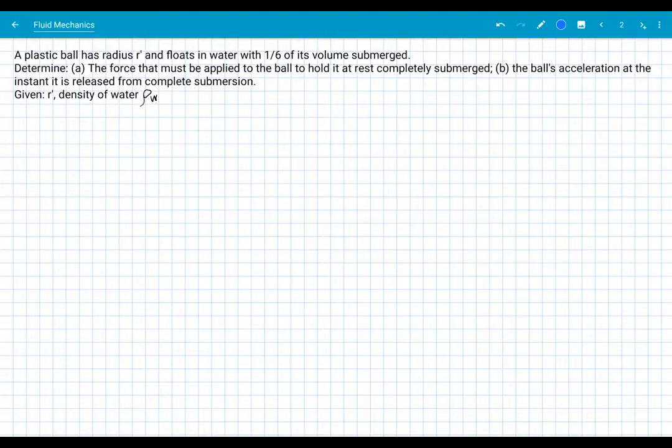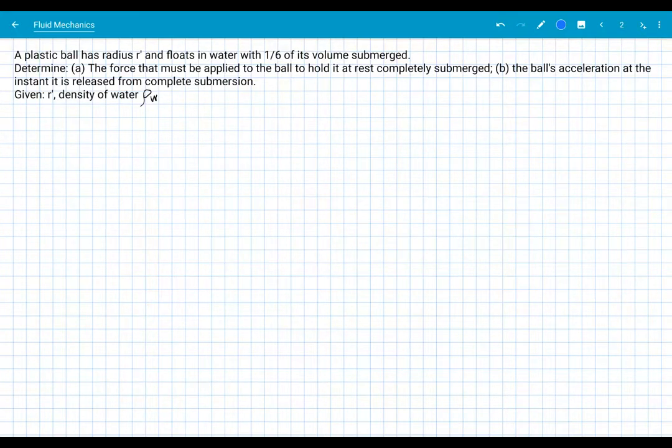All right, let's look at this situation. We have given here a plastic ball, radius r prime, and it floats in water with 1/6 of its volume submerged. So there's just a piece of information that's thrown out there. You can do different things with this piece of information.